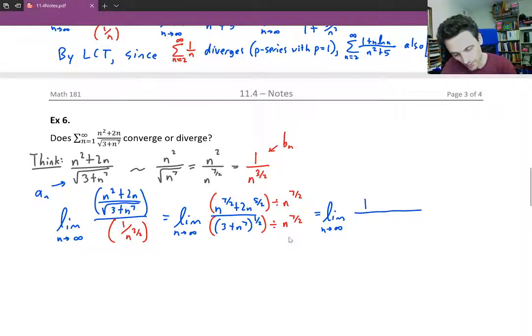So we have 1 plus 2 over n. When we subtract those exponents, you'll get 2 over 2. So that'll be an n to the first power, and it's going to be on the bottom because there's more exponent on the bottom. Okay, and then trying to divide this bottom by n to the 7 halves, let's do that work on the side.